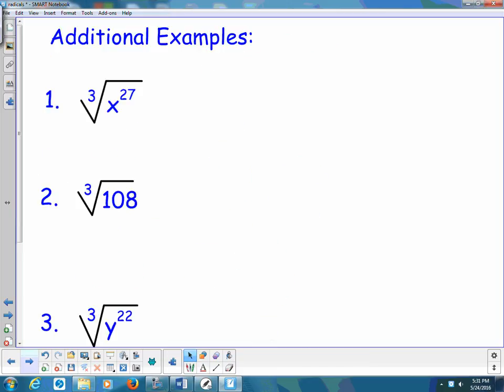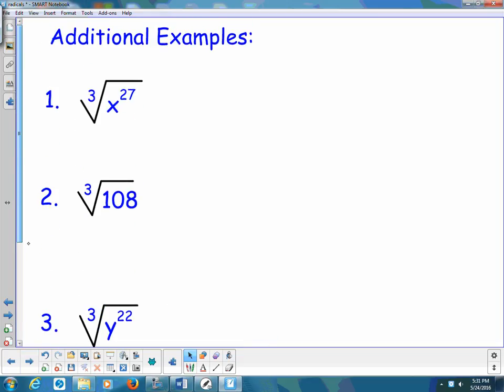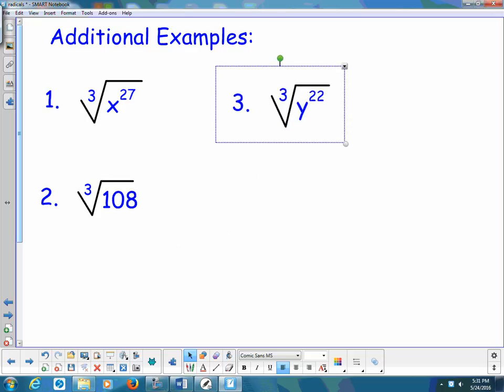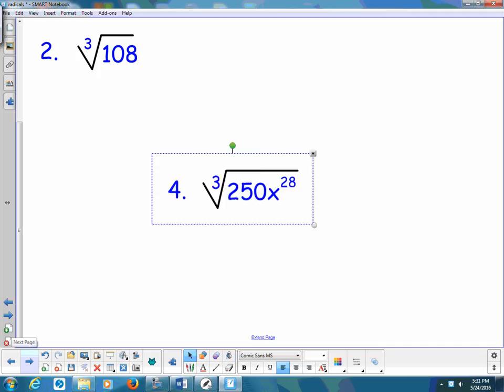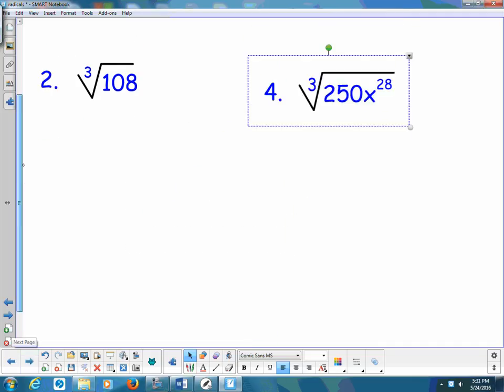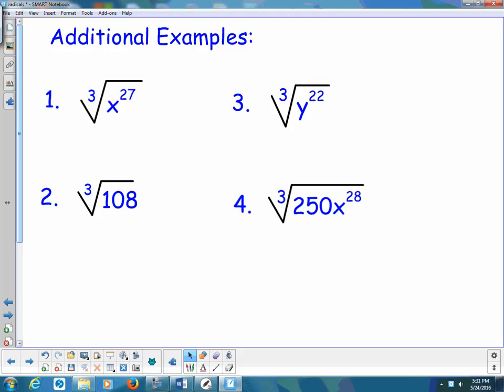Okay, so that brings up some additional examples for you to try. I have 4 of them here for you to try, so let me slide these over so you can see all of them at once. All right, so here are your 4 examples. So I would like you to pause this video and try these problems, and then after you're done trying them on paper, then check your answers on the next page.